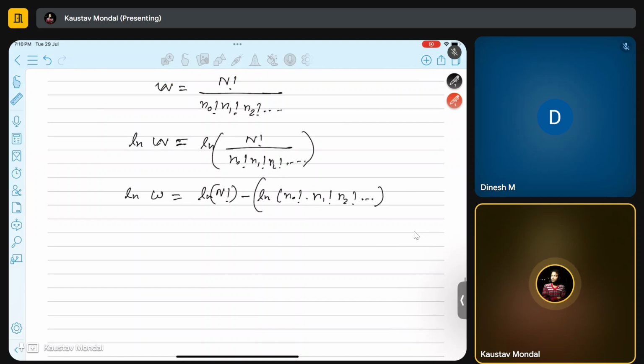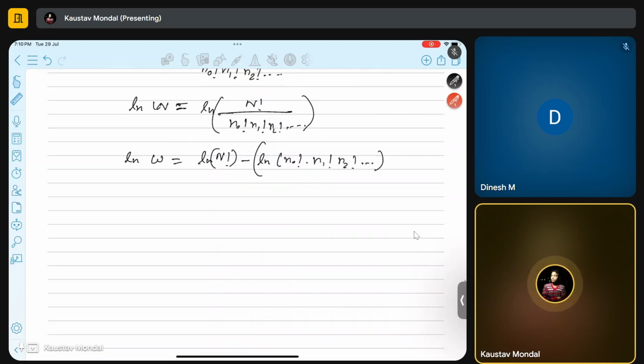As you can see, inside the log we can write this division as subtraction, right? This is the basic property of logarithmic operations. Now ln n factorial is there. Similarly, in a logarithmic operation you can write multiplication as addition, right? So ln n0 factorial plus ln n1 factorial plus ln n2 factorial, like this you can write.